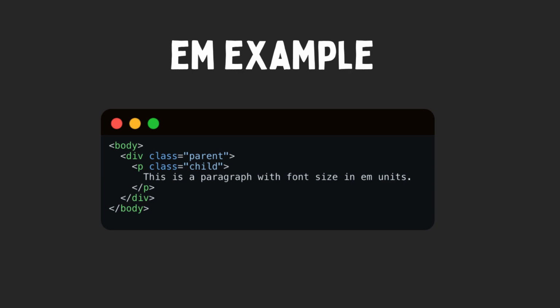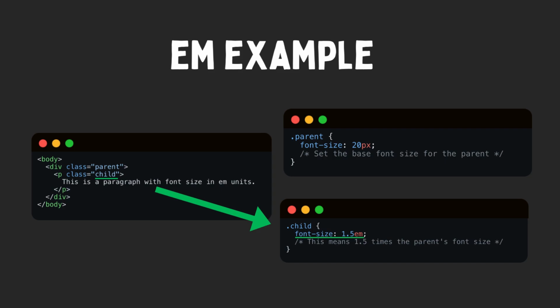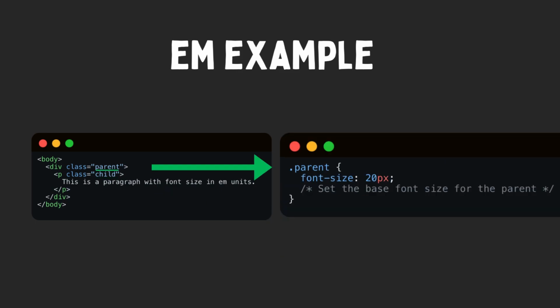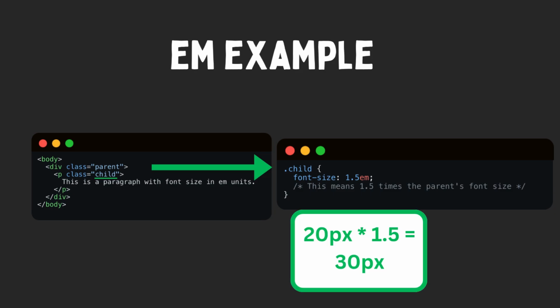Let's set a font size using EM and see how it scales with the parent element. We will give the parent a font size of 20 pixels and a child the font size of 1.5 EM, which means the child will be 1.5 times the size of the parent, which equals 30 pixels. Let's have a look at this in action. In this example, the parent class sets the font size to 20 pixels. The child class sets its font size to 1.5 EM, which means it will be 1.5 times the size of its parent's font size, resulting in 30 pixels.